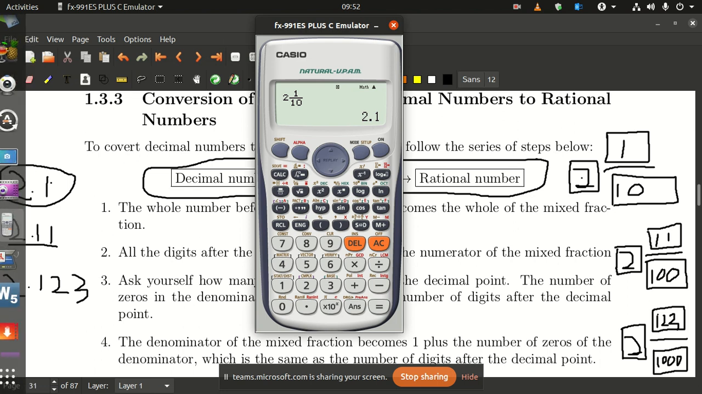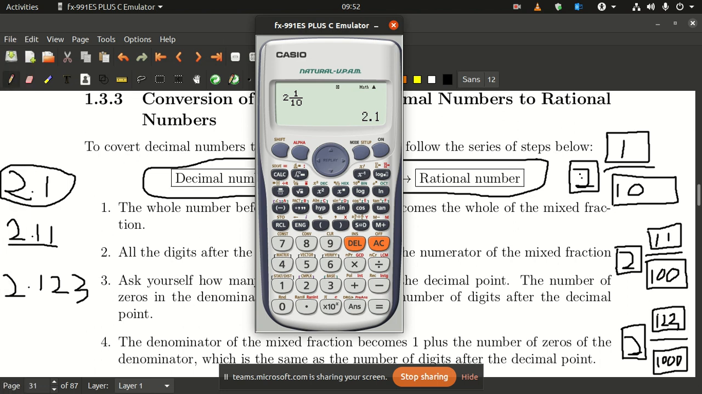Just take this as it is, you make it the whole part, you take the number after the decimal point and make it the numerator, and then you take a 1 in the denominator and add as many zeros as there are numbers after the decimal point. We have one number after the decimal point, so we place one 0. That's how easy this is. It's not hard at all.